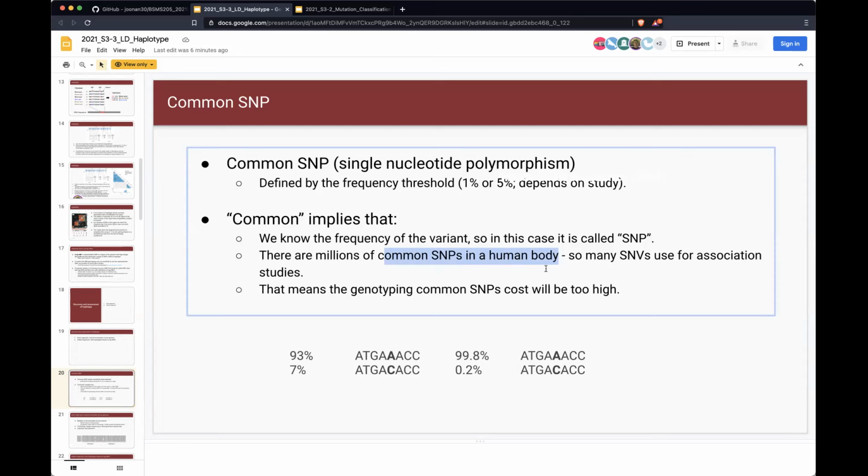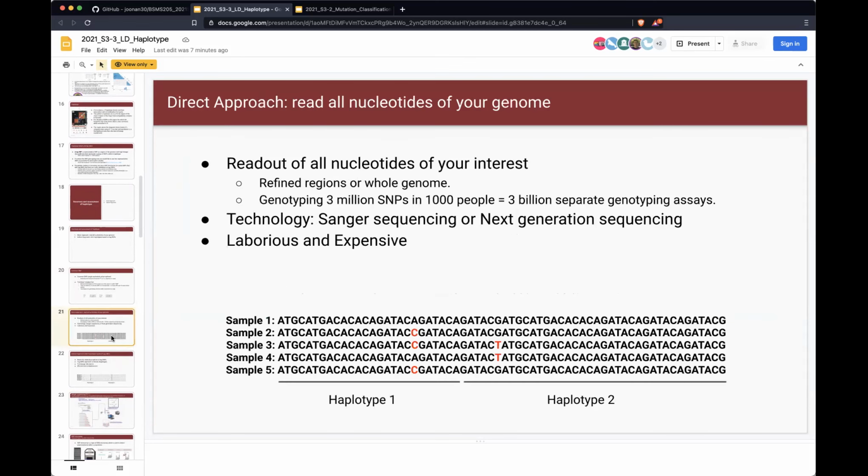And also, as I mentioned, looking at all possible variants, whether common or rare, will be quite expensive. So by looking at only a few portions of them, you can easily utilize that information for haplotype inference, right? And the other way is the direct approach, which is looking at all possible nucleotides of your genome. So basically, if you have the sequence, as we discussed in the previous slide, then you can read all possible SNPs from the population. Then you can infer the haplotype information from that.